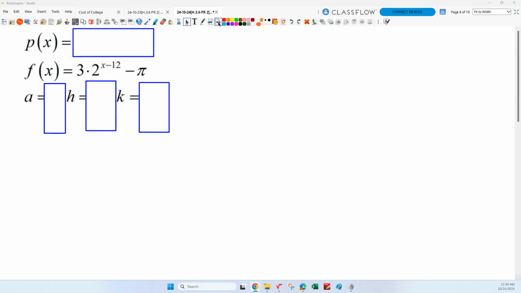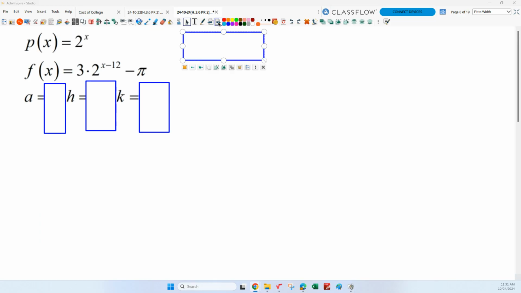Okay, last one. Really tricky one. Take a second, talk it over, discuss with your neighbor for a second, see if you can tell me what the parent graph is here. Anyone want to take a guess here? What do you think, Benjamin? Yeah, it's 2 to the x. So this is what we would call a base 2 exponential function.